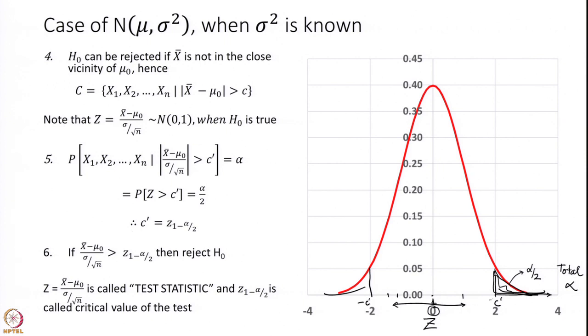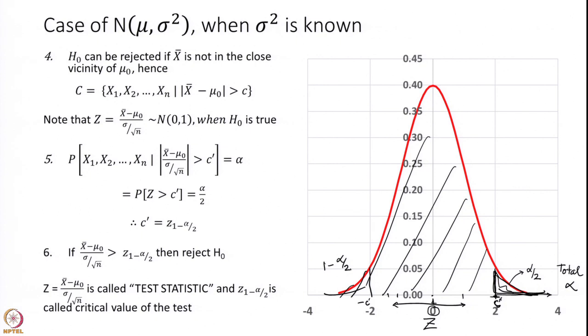Now these are the small z values. Remember, capital Z is a random variable, and small z is the values that it takes. So if I take any value, what is the value of c dash? Well, this has to be alpha by 2. It means that all the area on this side of the curve has to be 1 minus alpha by 2.